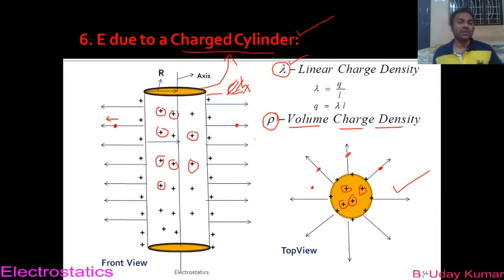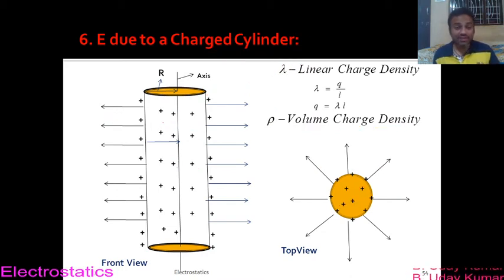So anyway, what is this linear charge density and volume charge density? You already know these terms, and these formulas we are going to get in our derivation part, so please try to understand them. Since I already mentioned that the length of this charged cylinder is infinite, now to find lambda, the linear charge density, we consider a small element of this charged cylinder.